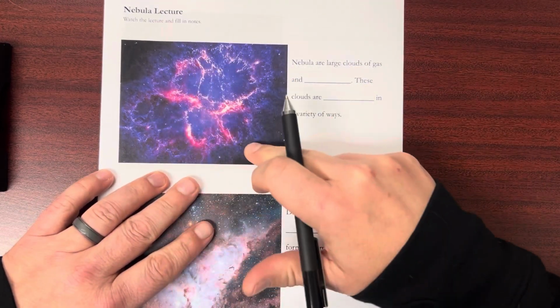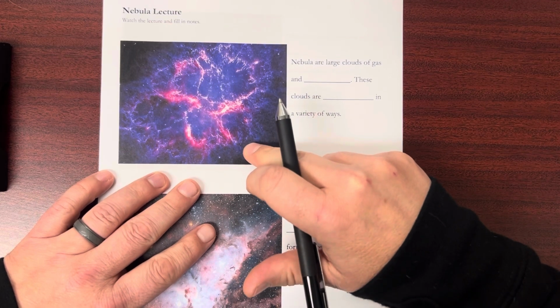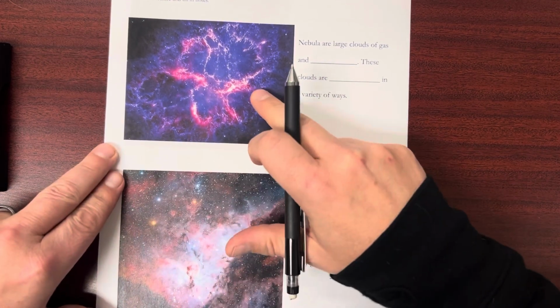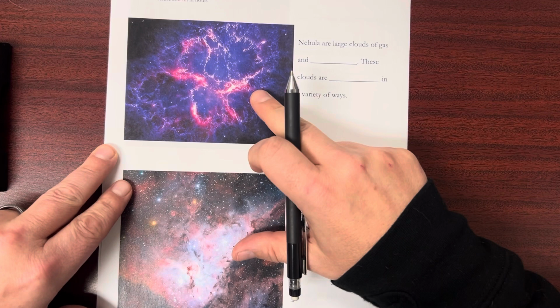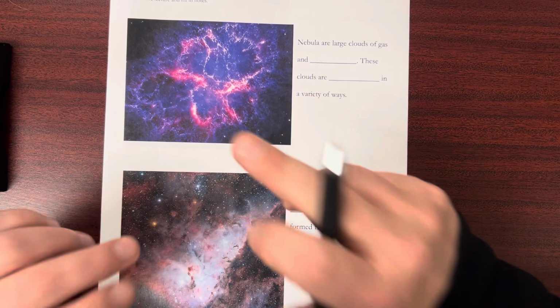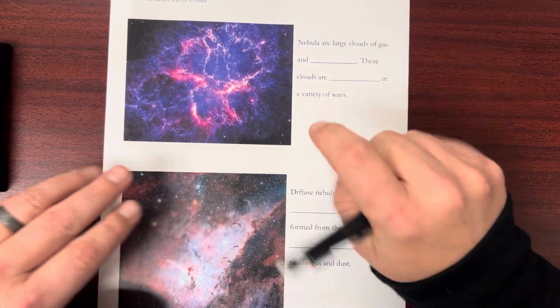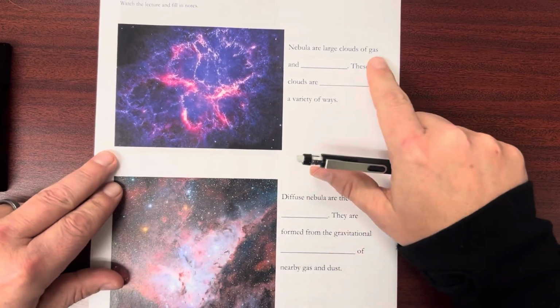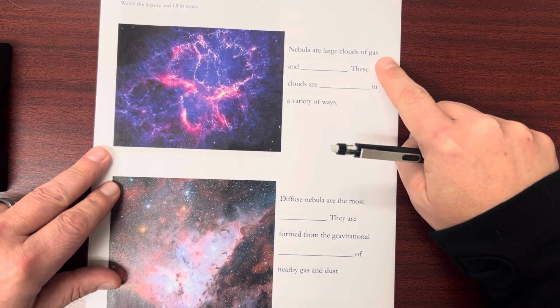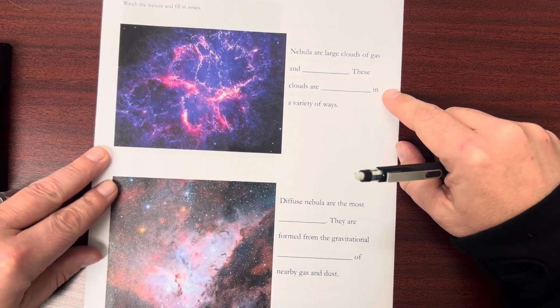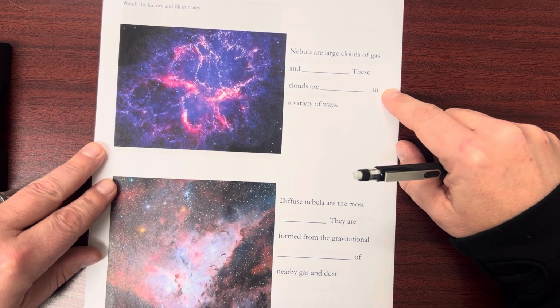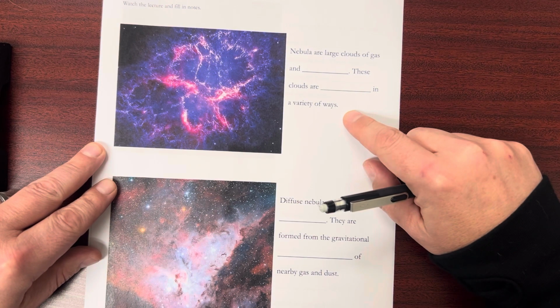We've seen images like this of space, and what you're seeing are examples of these large clouds of dust and gas. So nebula are large clouds of dust or of gas and dust. These clouds are formed in a variety of ways.